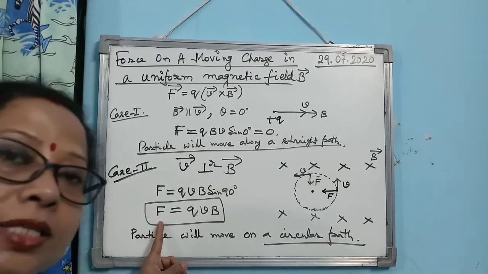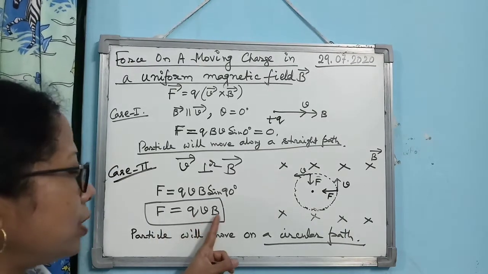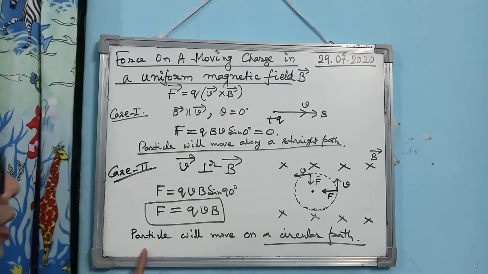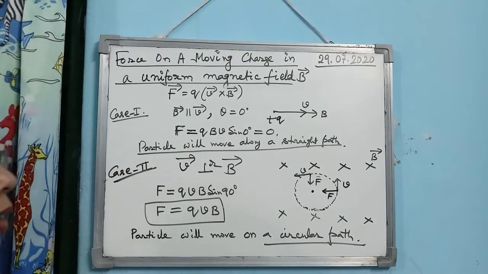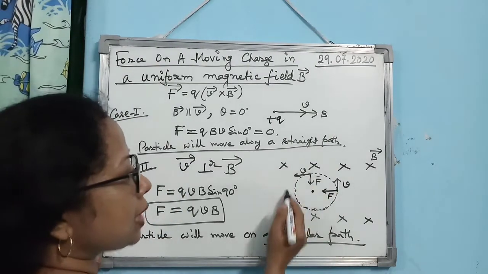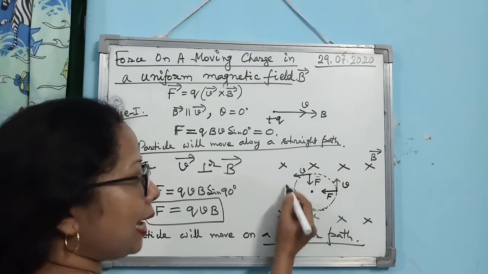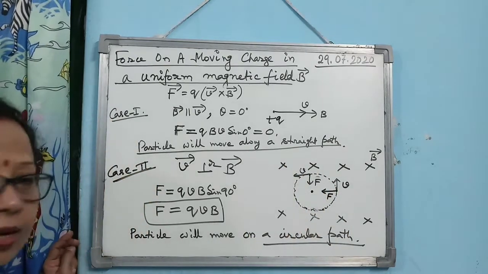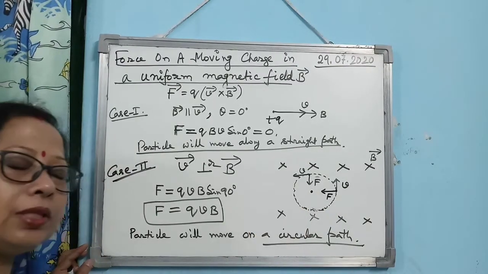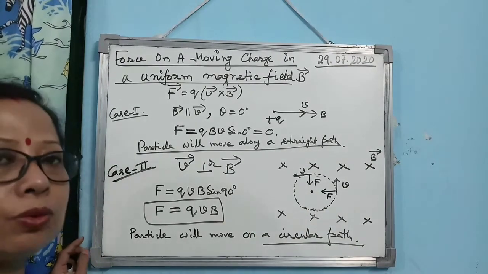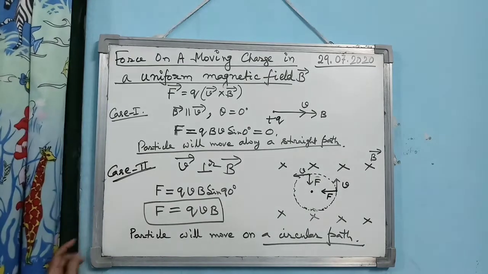And when the particle is moving perpendicular to the magnetic field, then the magnitude of the force experienced by the particle is given by Q into V into B. And how will the particle move? It will move on a circular path. If it moves on a circular path, then only at every point of motion, B, V and F, these three will be perpendicular to each other.